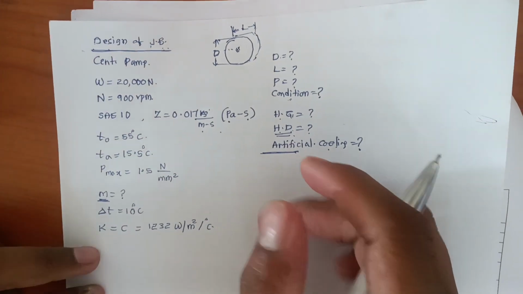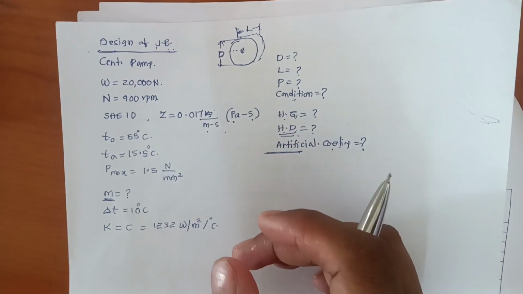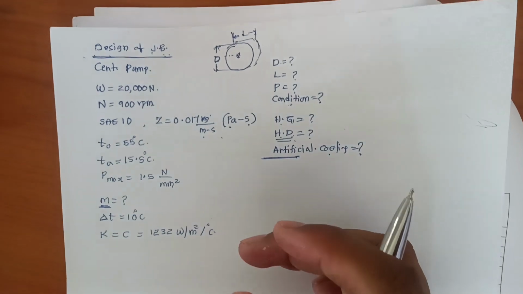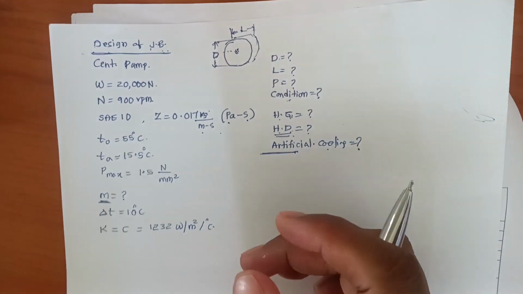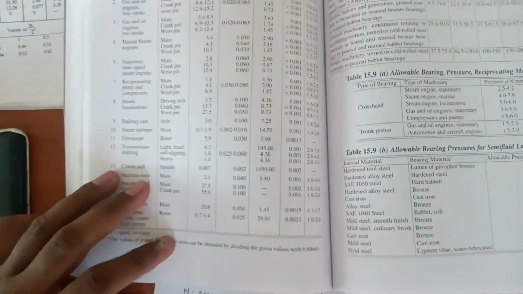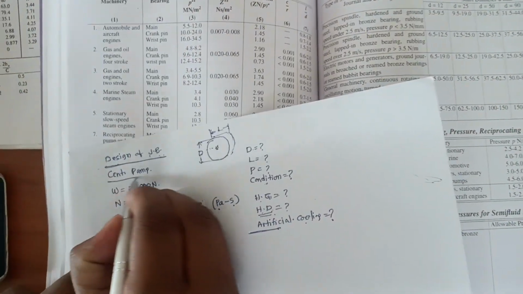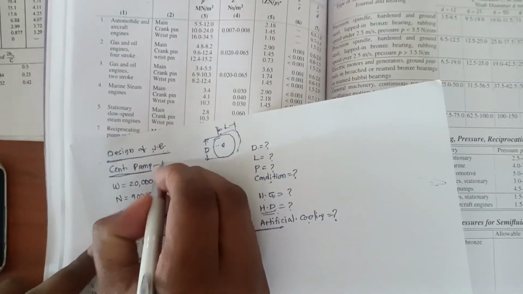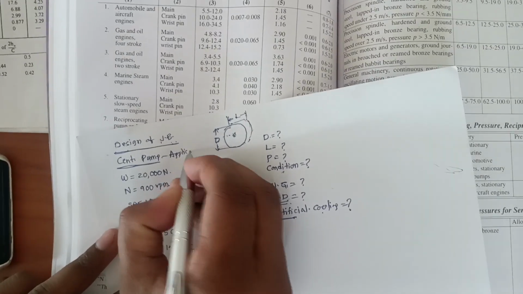Let us see one by one. First, to solve this type of problem, you have to refer to the data book. Okay, let us see the data book. This is the data book. In the question they have given the centrifugal pump as the application. Okay, this is the design data for the different bearings.